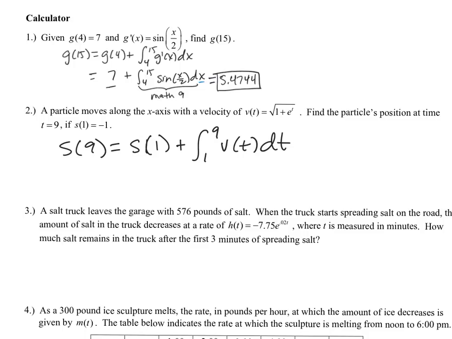Okay, so that would be our initial position, and then velocity is a rate, so if you integrate this rate, you're going to get the change in position. So what are we going to type into our calculator then? S of 1 we're told is negative 1, and then we're going to type the integral from 1 to 9 of the square root of 1 plus e to the t dt. Now, on your calculator, these t's are going to be x's. You'll replace those with x's.